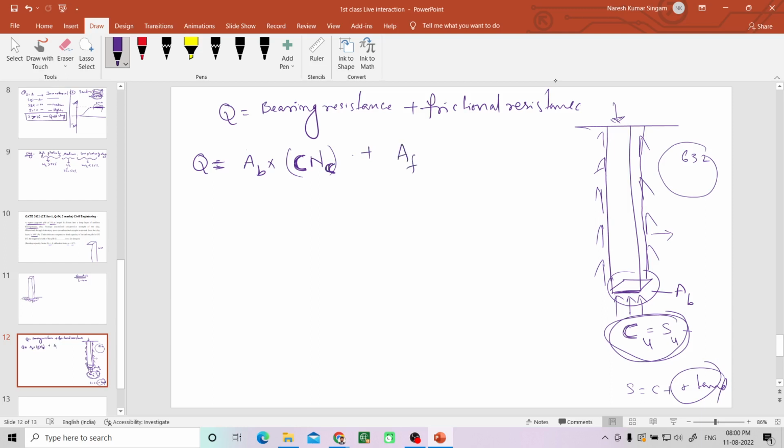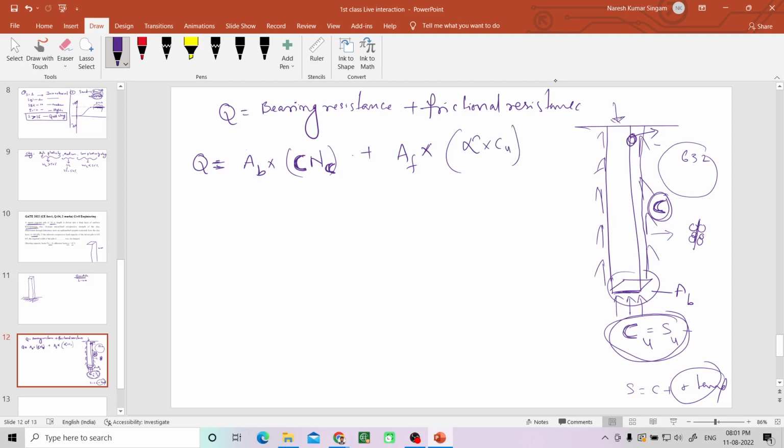If you take the surface area as AF multiplied by the frictional resistance, here also there is shear strength, again C only, but the C is the strength in between two soil particles, not in between the concrete and soil. So that will be less than the cohesion value, so there is a reduction or adhesion factor, that is alpha into C.